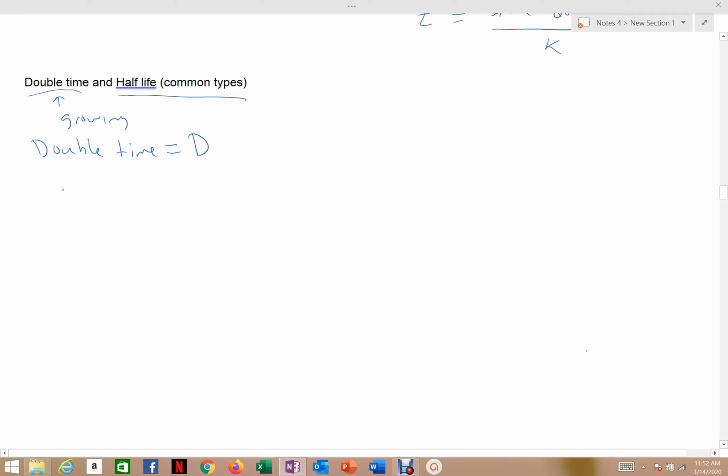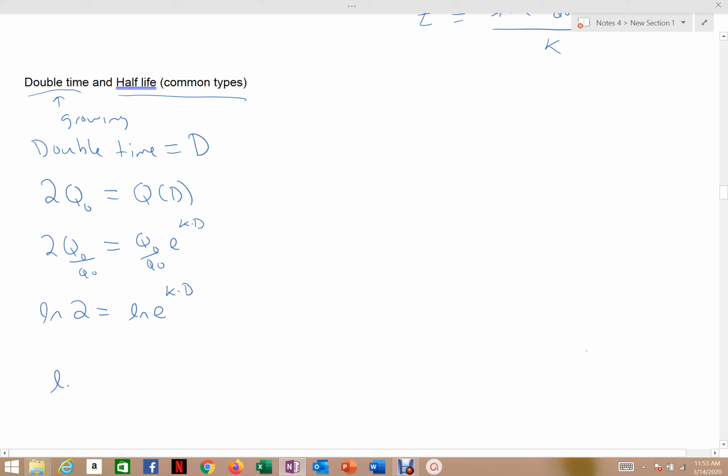So what that means is I should have twice what I started with at my doubling time. So when I plug my doubling time in, I should get twice what I started with. So we set 2 times my initial amount equal to my equation with my doubling time plugged in, which is Q naught e raised to the k times doubling time. Solve. So divide by my initial amount. What simplifies here is initial amount divided by initial amount is 1. And so I'm just left with 2 on this side, and e to the k times my doubling time on that side. Now we take the natural log.